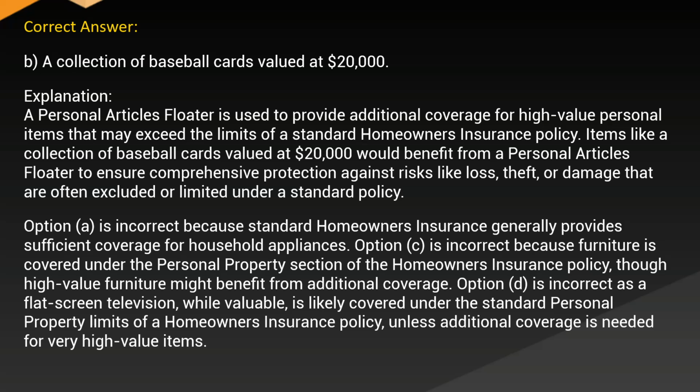Option A is incorrect because standard homeowners insurance generally provides sufficient coverage for household appliances. Option C is incorrect because furniture is covered under the personal property section of the homeowner's insurance policy, though high-value furniture might benefit from additional coverage. Option D is incorrect as a flat-screen television, while valuable, is likely covered under the standard personal property limits of a homeowner's insurance policy unless additional coverage is needed for very high-value items.